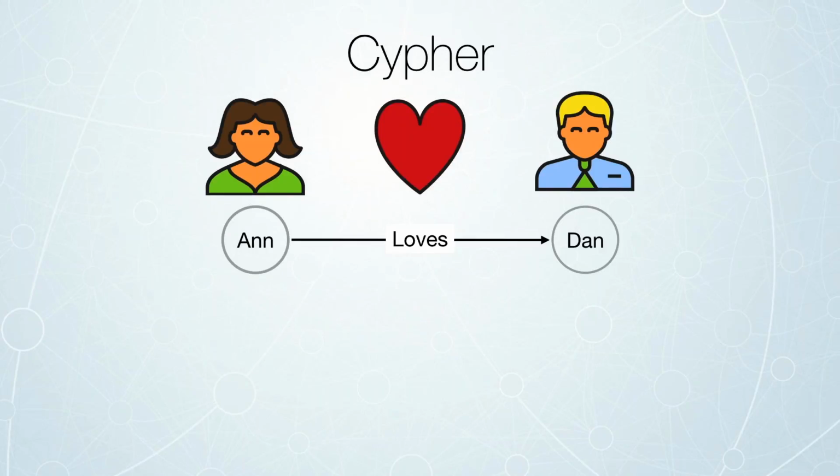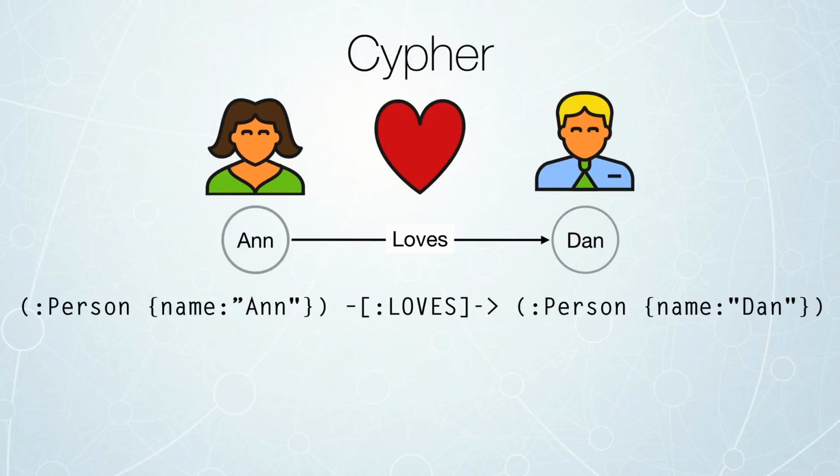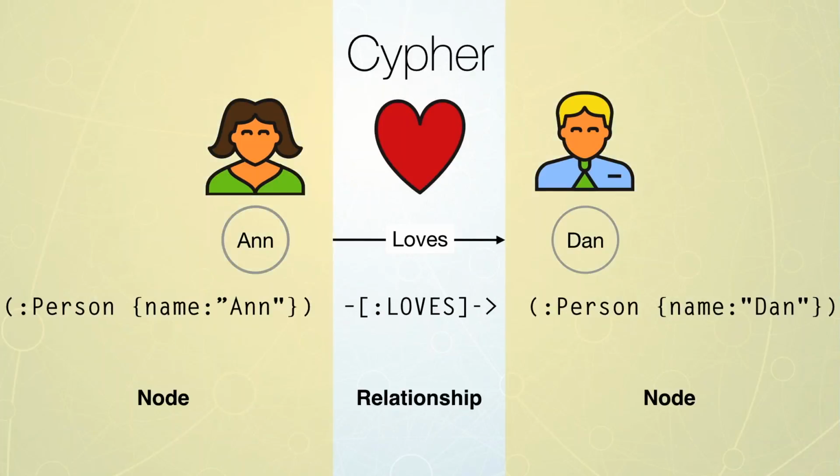And Anne loves Dan. So in Cypher, this looks like this. Anne loves Dan. And here we're just saying the node we were referring to as Anne loves the node we're referring to as Dan. If you're actually creating this in the database, you would create properties on these. So you would create a person labeled object and say that that person labeled object has a name of Anne, and they love another person labeled object with a name of Dan. And there you have the node, the relationship, and the other node.